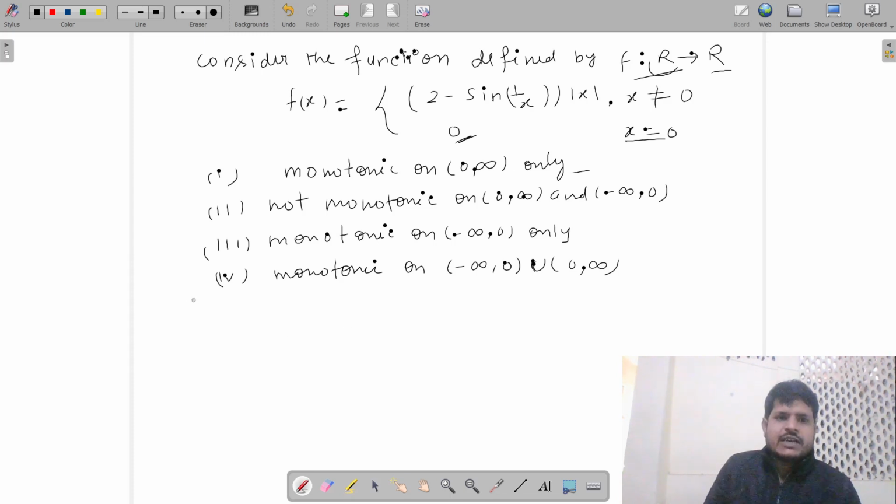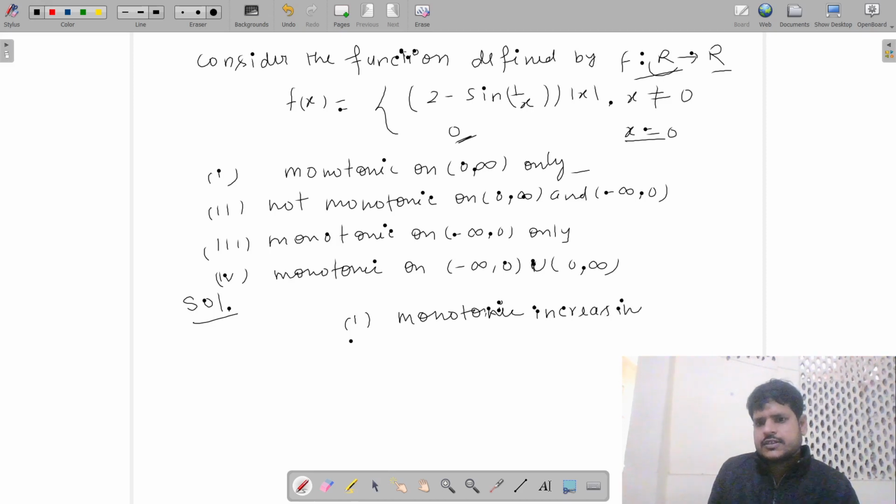First of all, let me tell you which approach I am going to use here. Monotonic is a special type of function. There are four categories I am telling you here. First one, monotonic increasing. There are two types again here. First, this is strictly monotonic increasing.